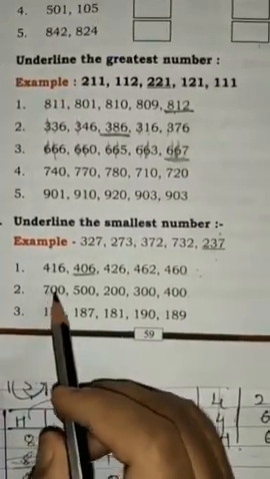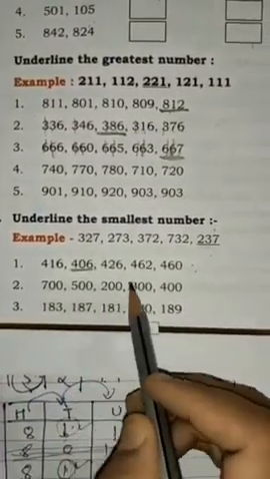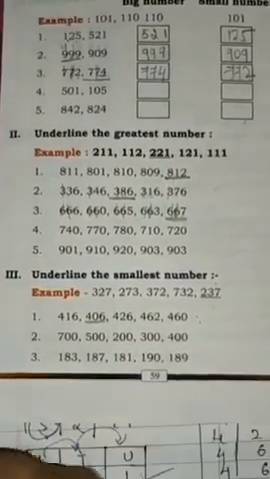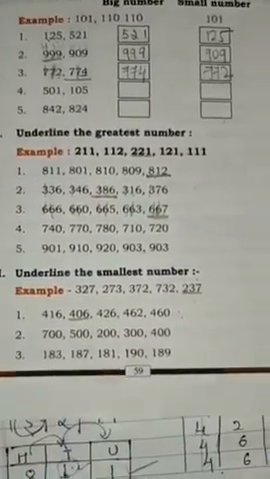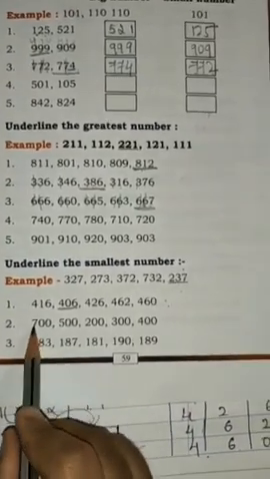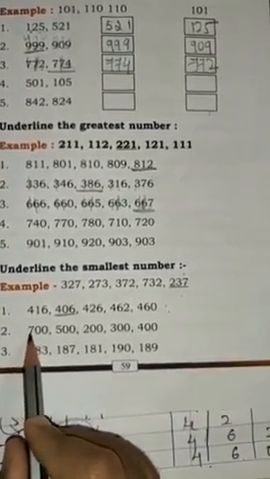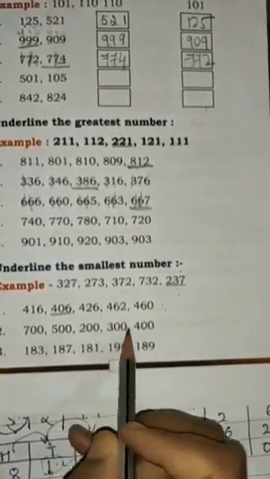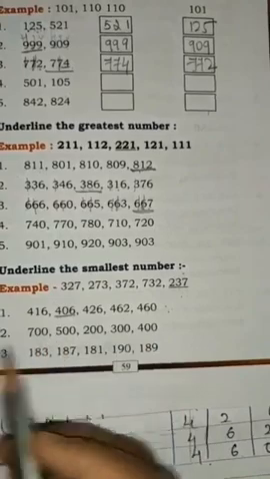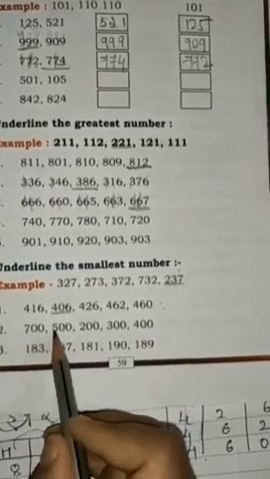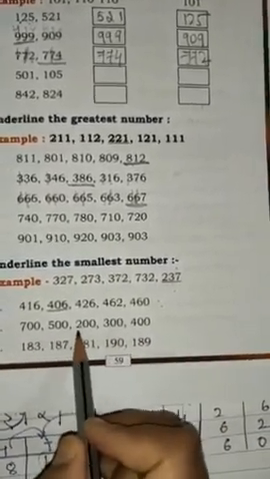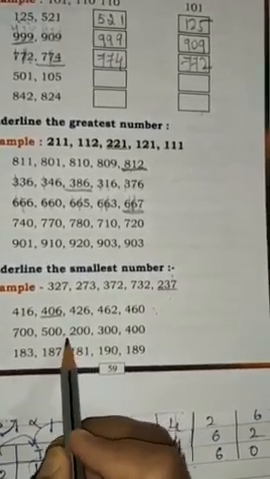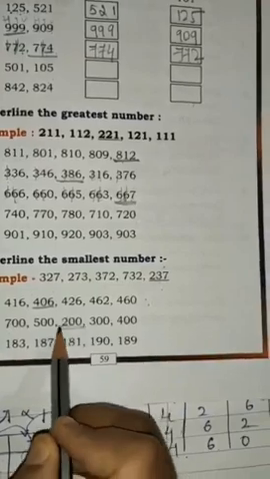700, 500, 200, 300, 400, 100. Right? Okay. Now you tell me which is the smallest number here. First, what you have to do is compare the digits in the 100 place. 7, 5, 2, 3, 4. Now tell me which is the smallest one here. Yes, 2. 2 is the smallest digit in the 100 place. So 200 is the smallest number.